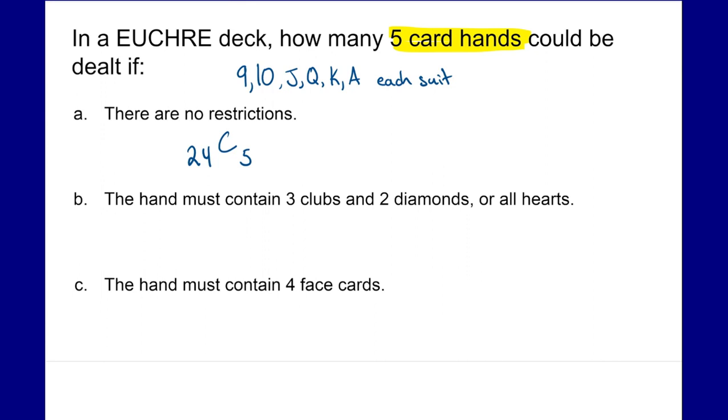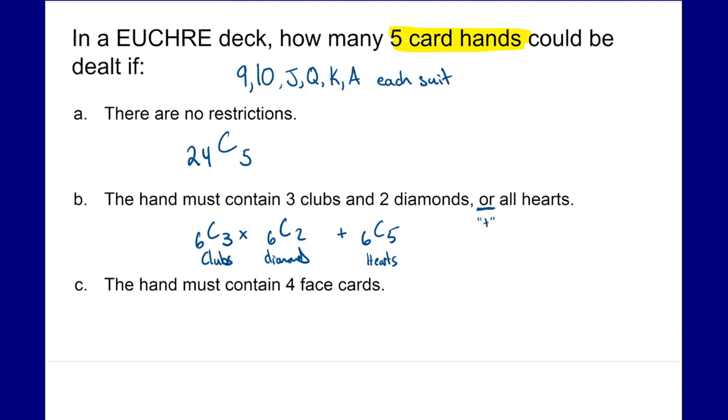B, the hand must contain 3 clubs and 2 diamonds, or all hearts. So if I'm breaking it up into 2 parts, looking at the clubs, I have not 13, I have 6 clubs, and I'm choosing 3 of them, multiplied by the second part, diamonds: I have 6 of them, choosing 2 of them. So that's the one scenario, plus the other scenario. Remember, or means plus. All hearts, so there's 6 hearts, choosing 5. So I'd add those 2 scenarios up.